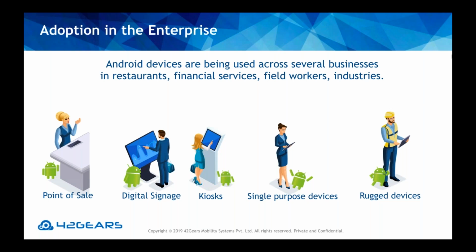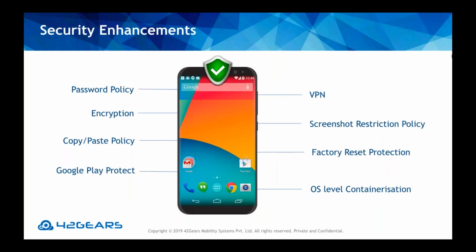Now, coming to the most important part of Android Enterprise, security enhancements. Data security is of utmost importance when it comes to enterprises dealing with any kind of data. Android Enterprise ensures that data present on the device is encrypted, and when combined with a strong password policy, it becomes impossible for anyone to steal the data from a stolen or lost device.